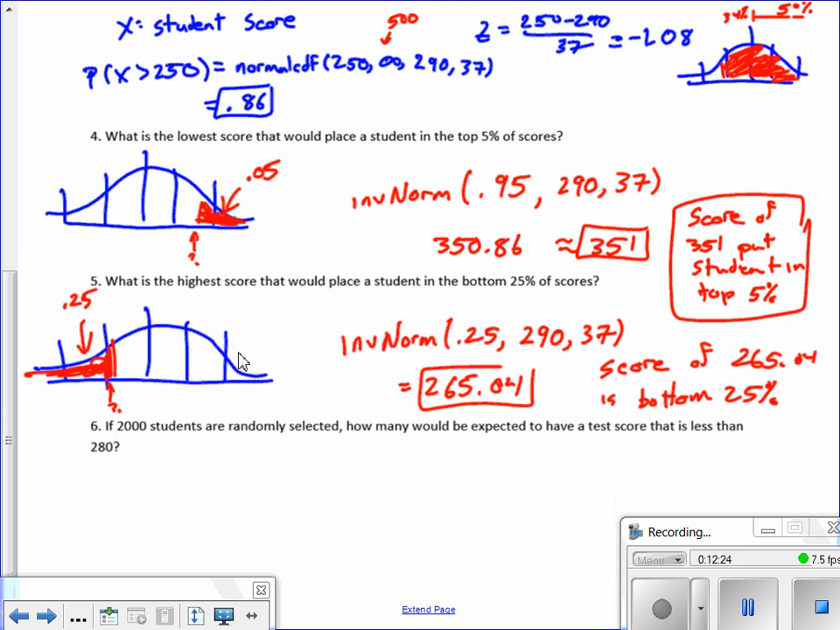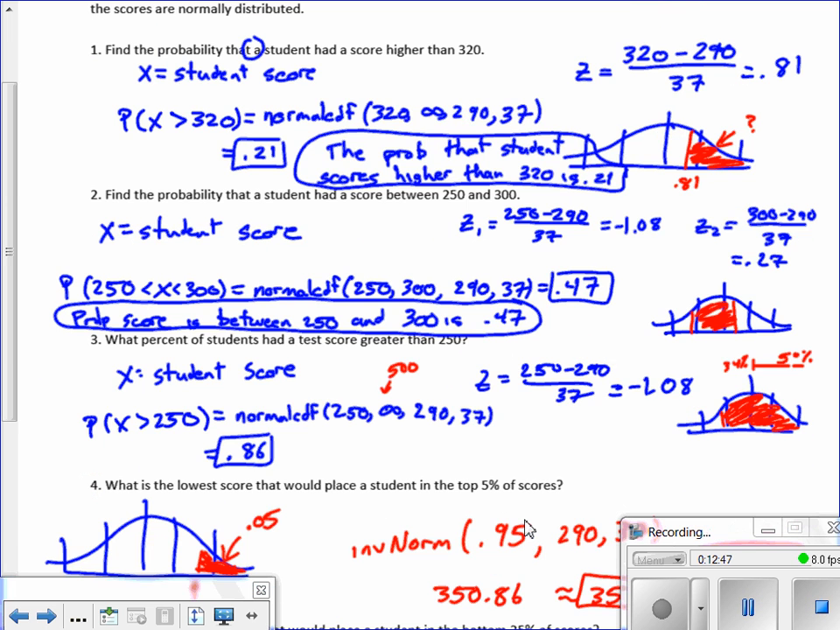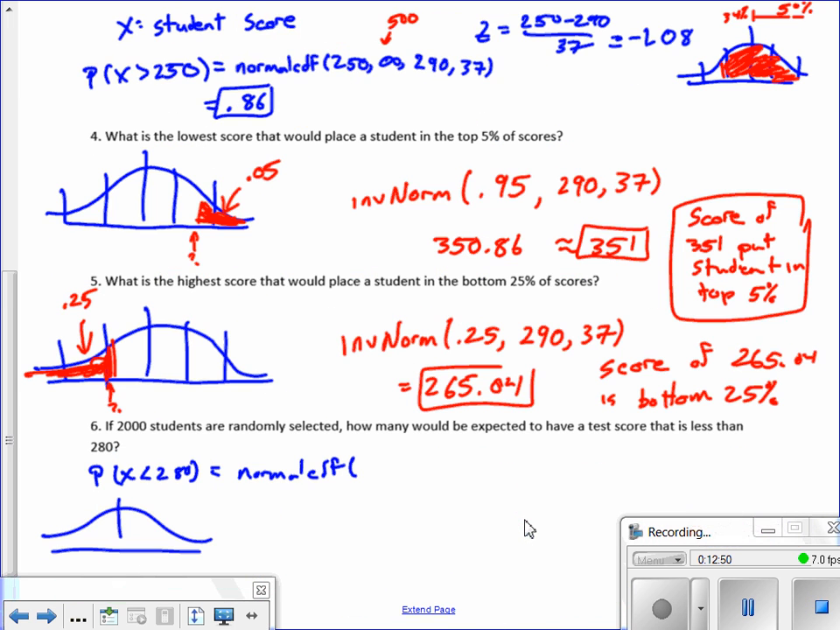And one final question. If 2,000 students are randomly selected, how many would be expected to score below 280? So in other words, let's just find what's the probability that X is below 280? Well, let's just do normal CDF. Let's find a percentage. So this time we're going below 280. Did we do 280 already? I don't think we did. So we're going from negative infinity up to 280. So we're just below the mean here. We're not quite a full standard deviation away. So we should be a little bit below 50%.